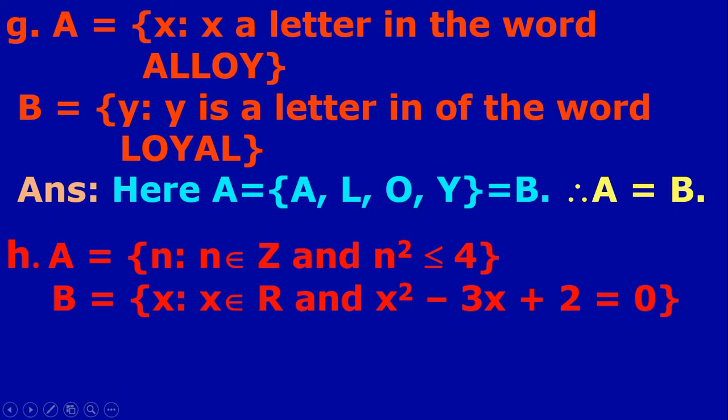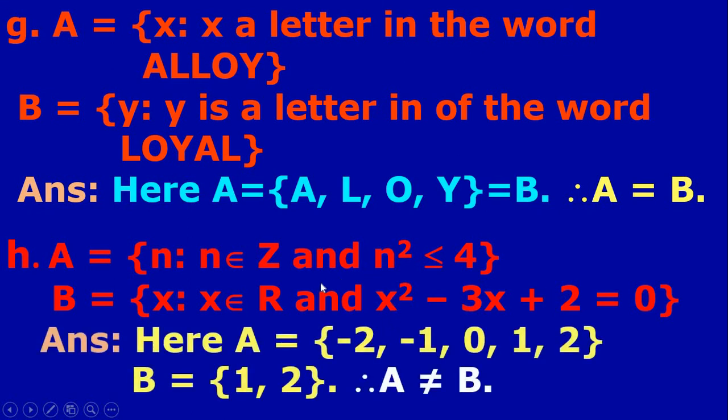It is a set of real numbers and it should satisfy this equation. That is, we can solve this. Multiplying, you have to get 2 and adding, you have to get minus 3. It is minus 2 and minus 1. But when you solve, we get 2 and 1. So therefore, here set A is minus 2, minus 1, 0, 1, 2 and set B is only 1 and 2. These two sets are not equal. So therefore, set A and set B are not equal sets.